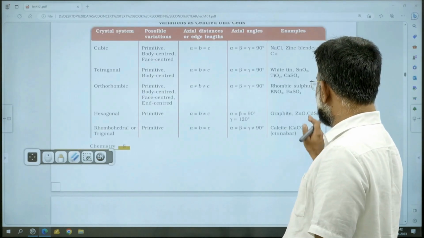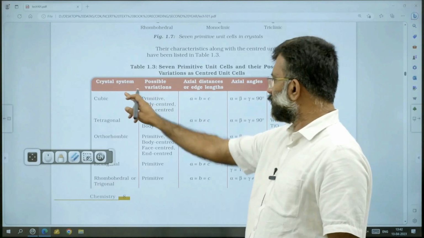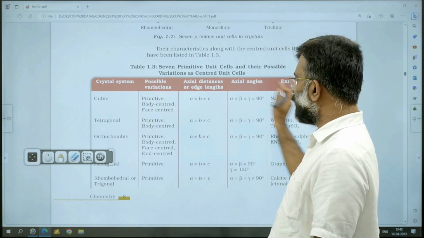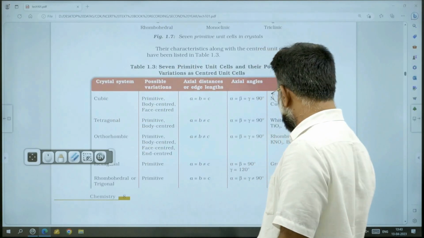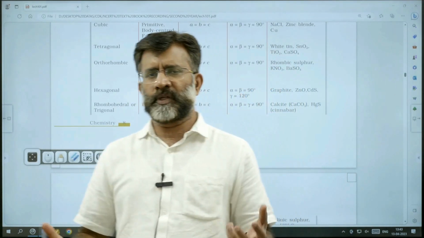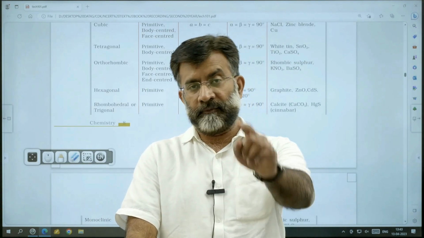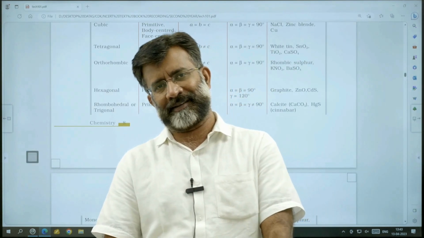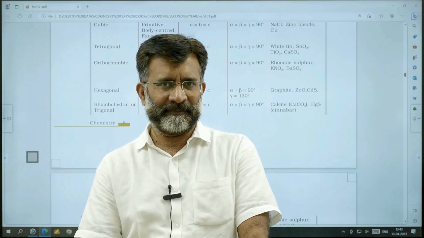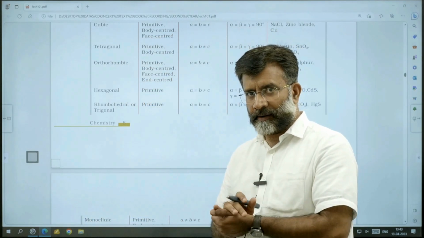While graphite belongs to hexagonal system, diamond belongs to cubic system. Diamond belongs to cubic system, while graphite belongs to hexagonal system. Like that, as much as possible, you need to go through the examples, because with the example, they can ask a question. Hope it is clear. Now, that is the 7 fundamental crystal systems.